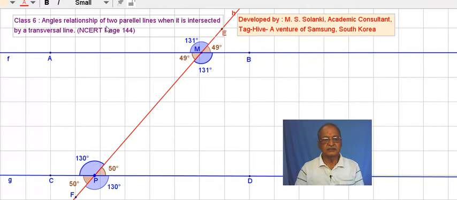Now this is prepared on GeoGebra, so it is all interactive. We'll change the different positions and see what angles we are getting: corresponding angles, alternate interior angles, and the sum of the angles on the same side of the transversal line. We'll see here. In this condition, it is visible clearly.